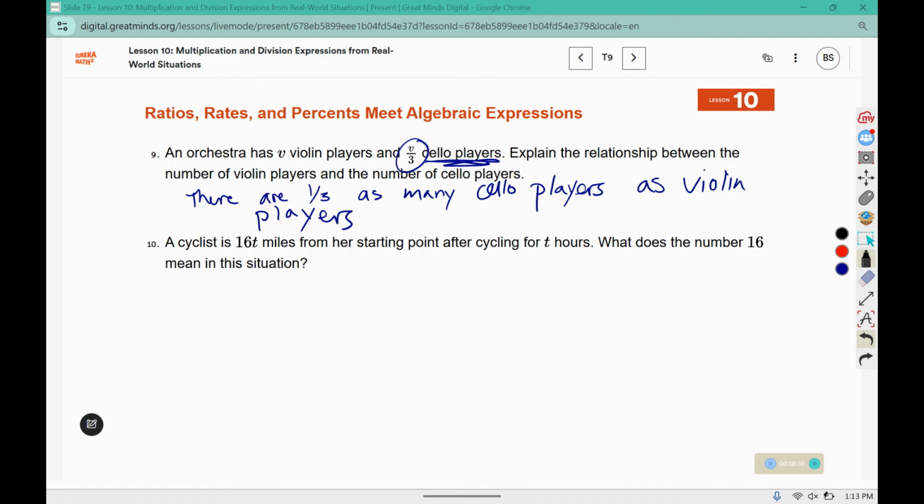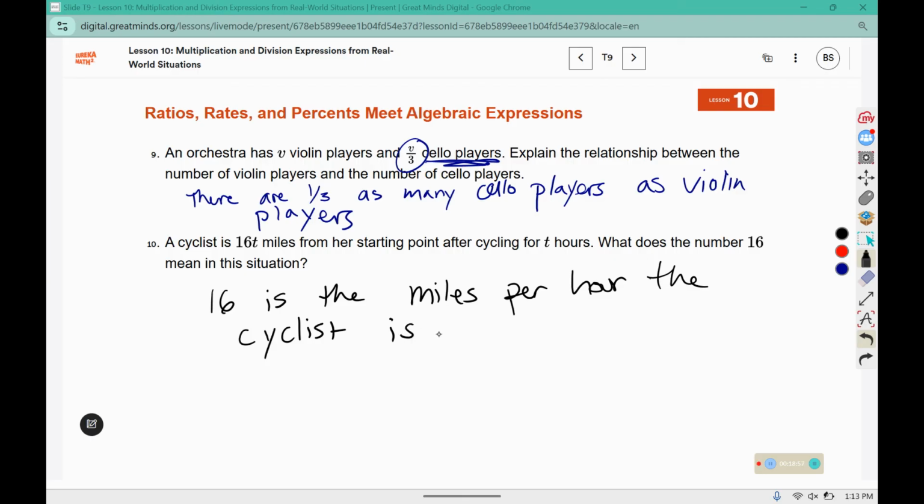10. A cyclist is 16t miles from her starting point after cycling t hours. What does the number 16 mean in this situation? 16 is the miles per hour the cyclist is riding. If it's 16 times t, well, t is the number of hours that they're riding for, so it's 16 miles per hour.